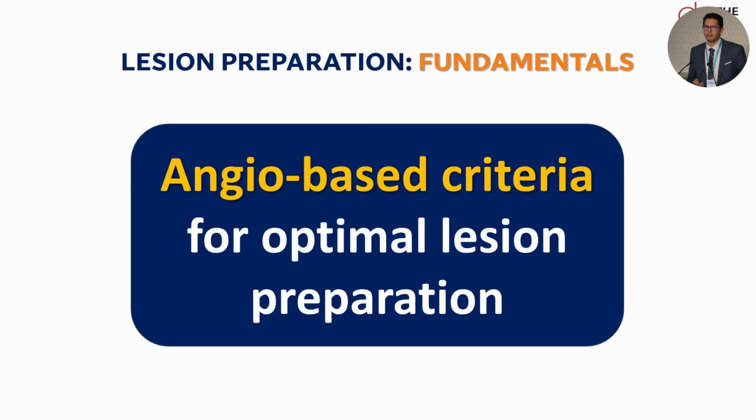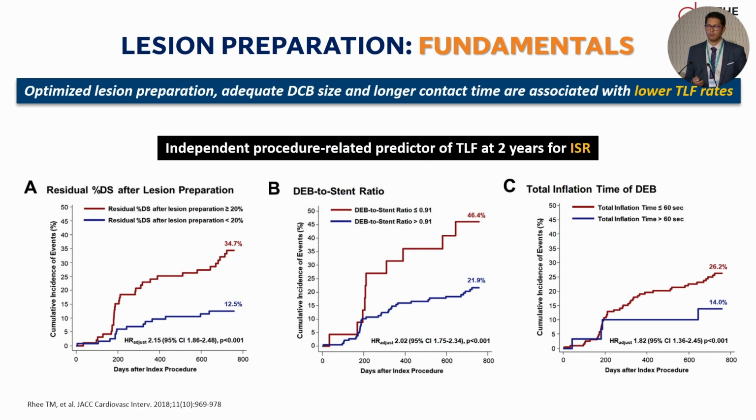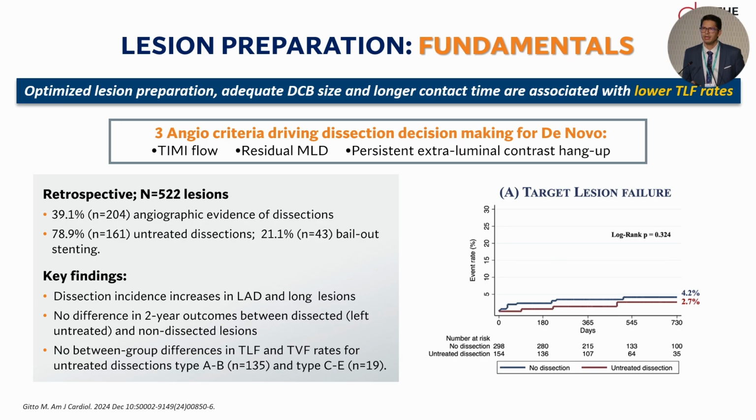So obviously we have to rely on what we see on angio. This is a procedure that is based on angio. So we have some criteria on angio when we are using DCB for in-stent restenosis. There are independent predictors of target lesion failure that we already know. But also we have predictors regarding dissection when we are treating de novo lesions with DCB, meaning the TIMI flow. We have discussed this before.